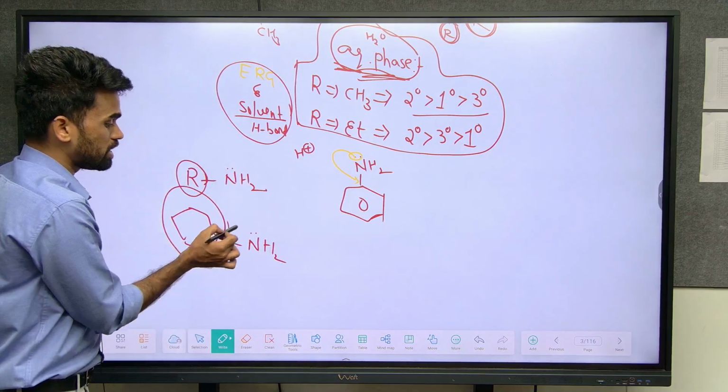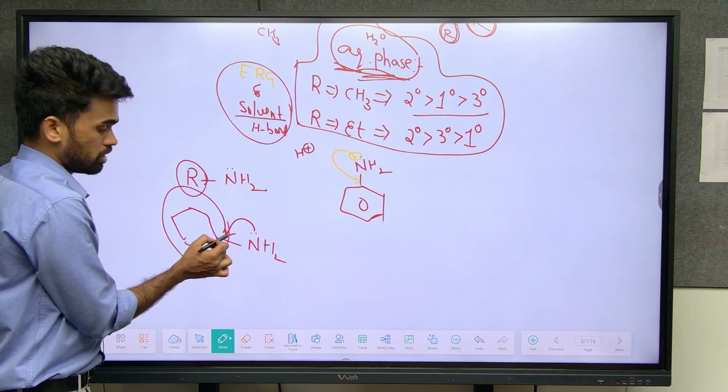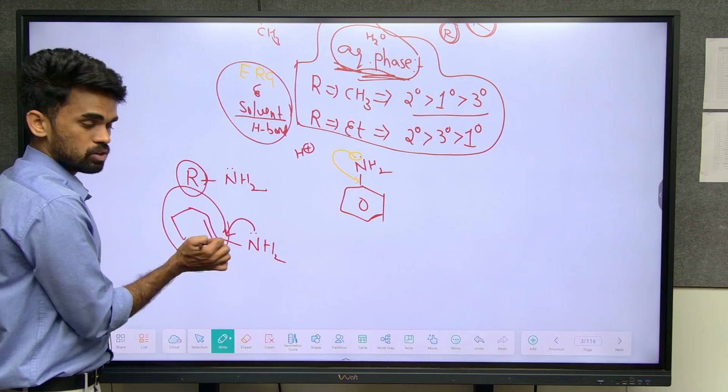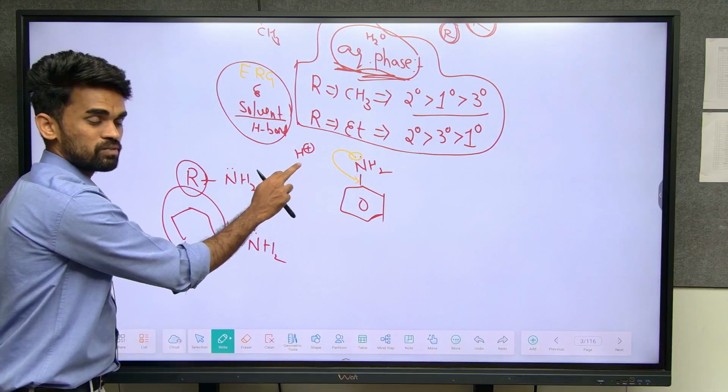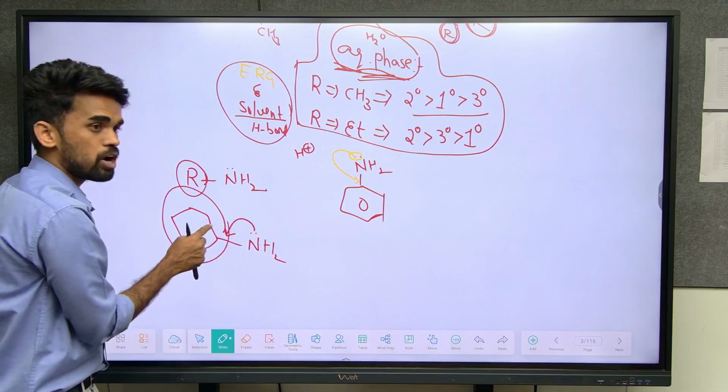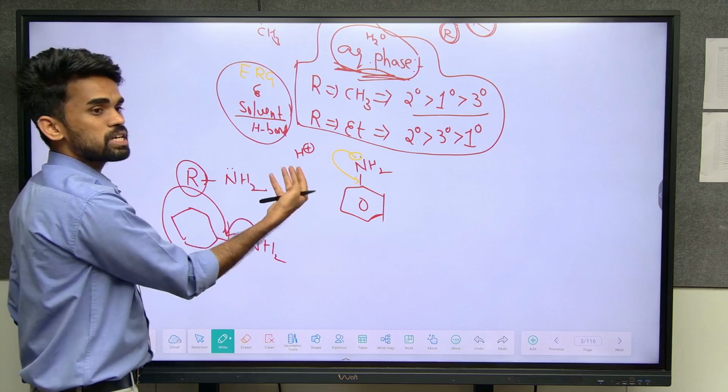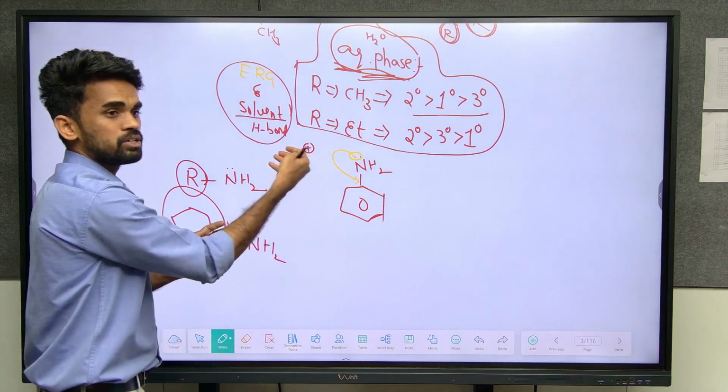See, do we have any conjugation here like this? Do we have any alternate bonds like this? No. If there is any alternate bond, they are less available to accept this proton. Why are they less available? Because they are in conjugation. If there is no such conjugation, they are freely available to take the proton.